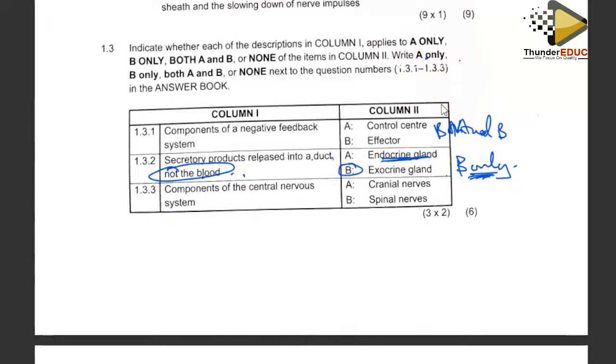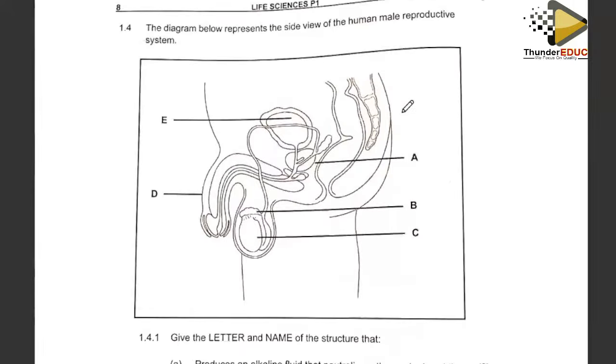Component of the central nervous system. The cranial nerves and the spinal nerves are not components of the central nervous system. The central nervous system is made up of the brain and the spinal cord. Since they are saying nerves, the answer becomes none. So that is 1.3.